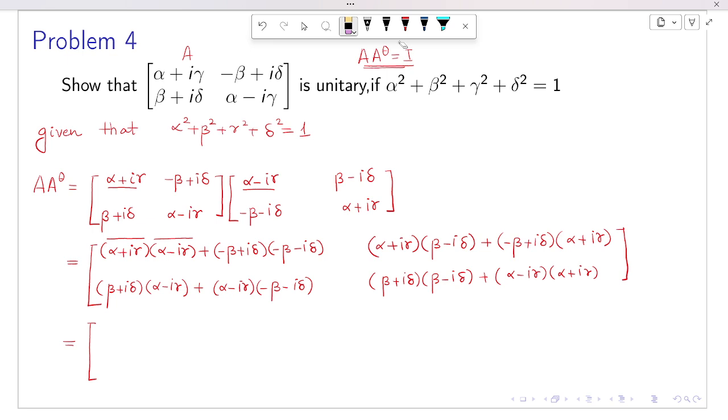One is the first, and the second one is the conjugate of the first one. So if this is z, this is z conjugate, and this is always equal to mod z square. You can also multiply these two numbers using the distributive property. So this is alpha square plus gamma square, and this is beta square plus delta square. Let us multiply these two numbers.